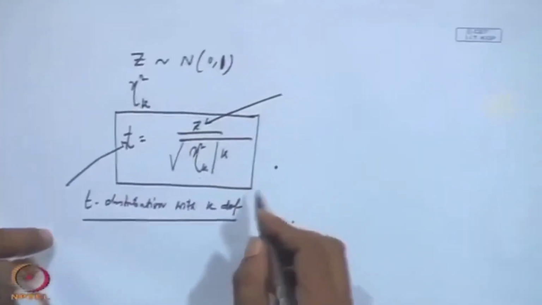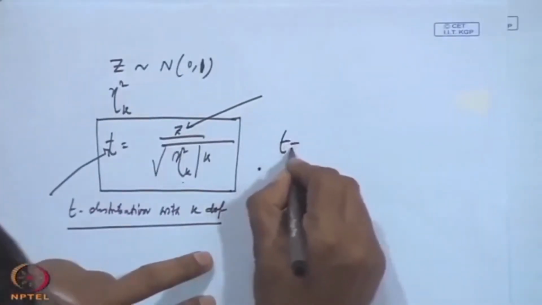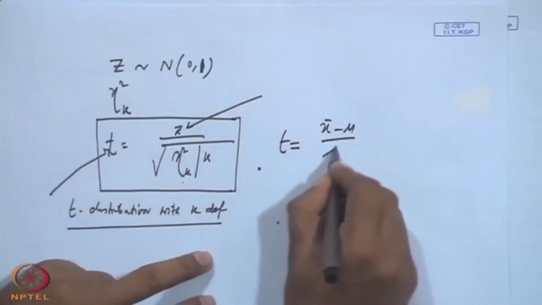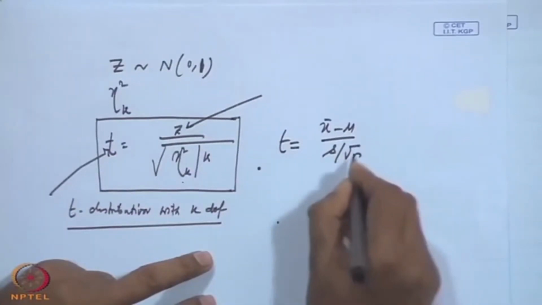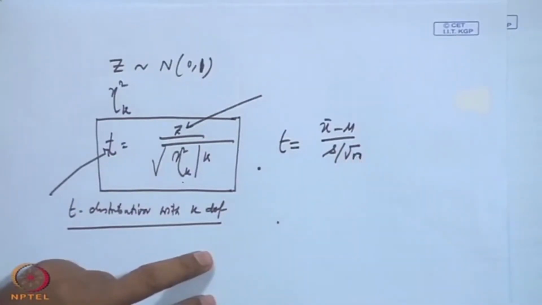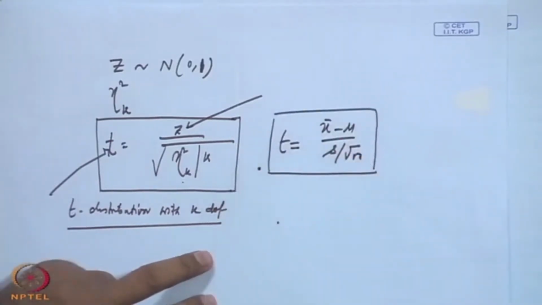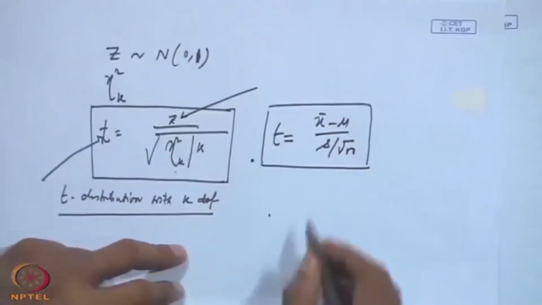What is the use of T distribution, when do you use it? Now let us see that T is like this: x bar minus mu by s by square root of n. We have created this type of composition. Why and how it will come, I am showing you one thing.